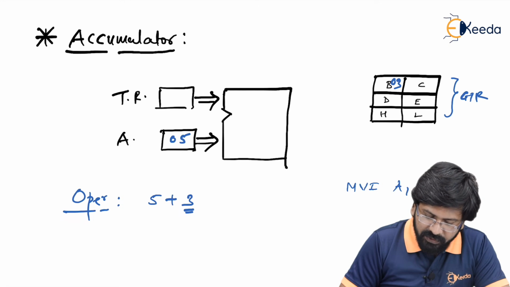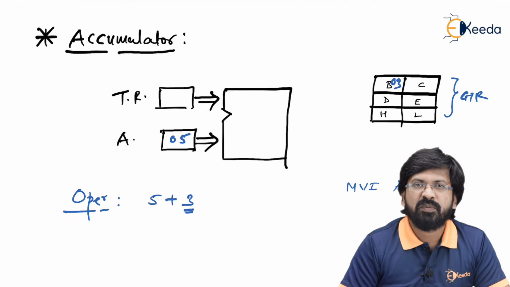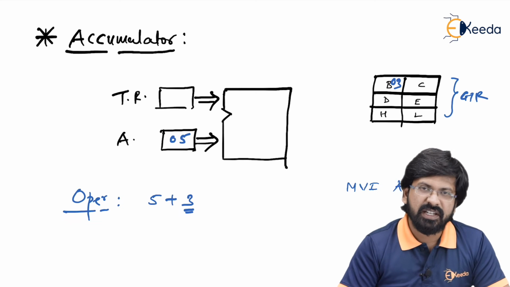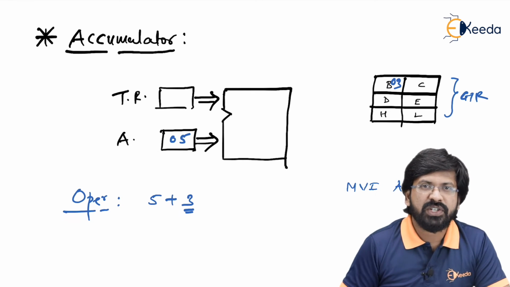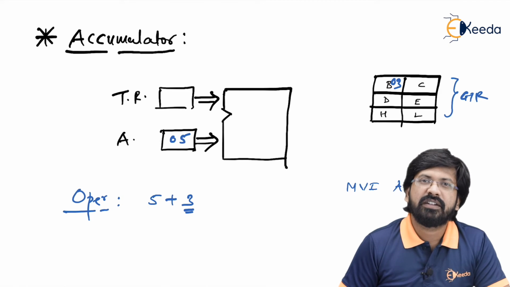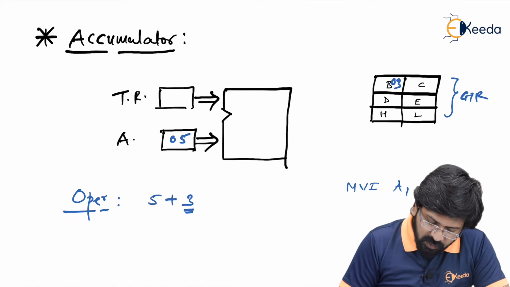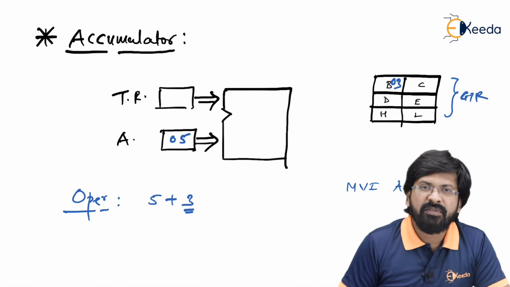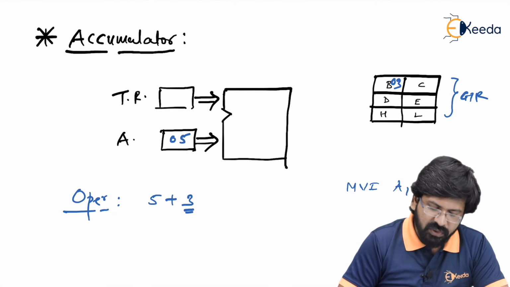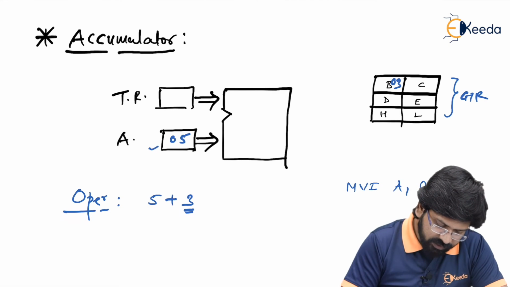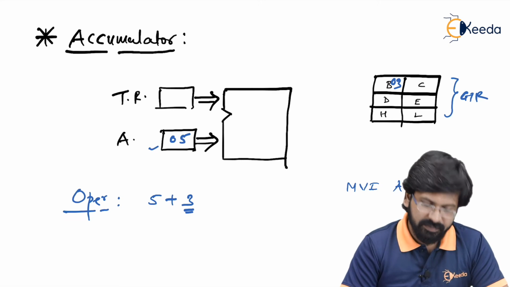Let us understand the meaning of MVI. MV stands for move, I stands for immediately. So whenever in the instruction we have I, you will always find some constant value or constant data in the instruction. So it says move immediately 05 hex into accumulator. After execution of this instruction, this 5 gets stored in accumulator, which I have shown over here. 5 is now stored in accumulator.